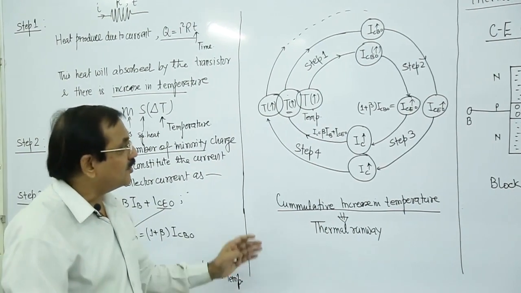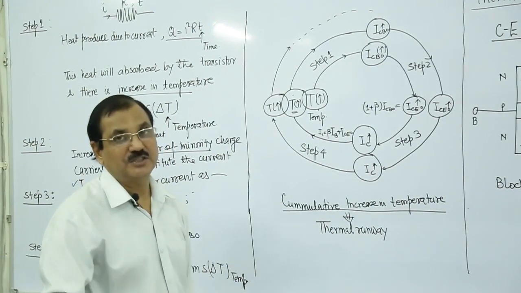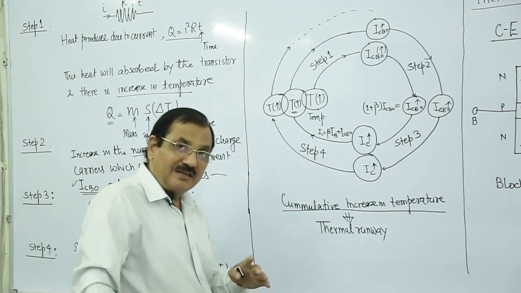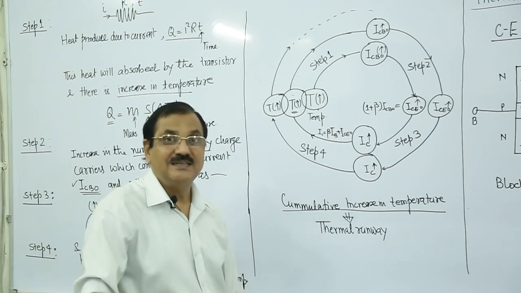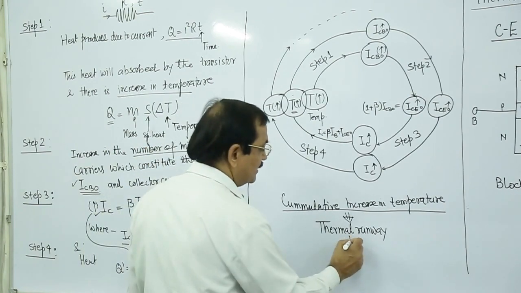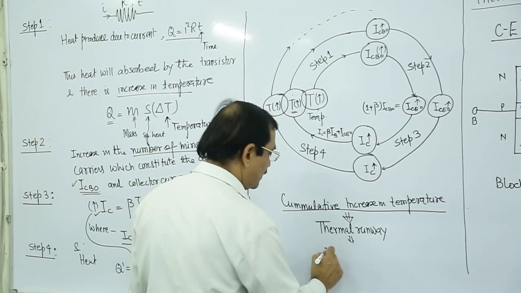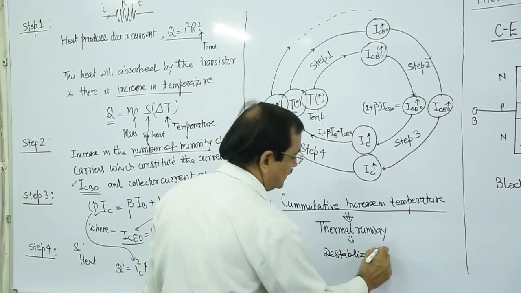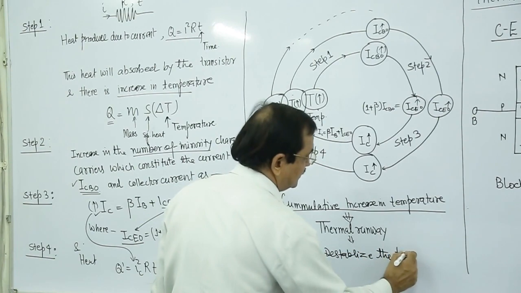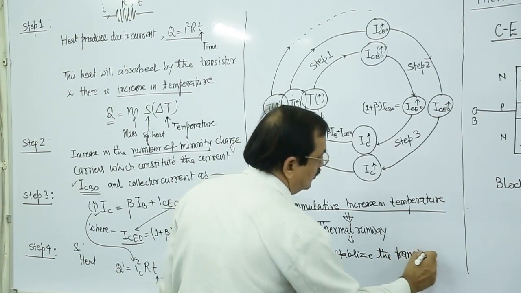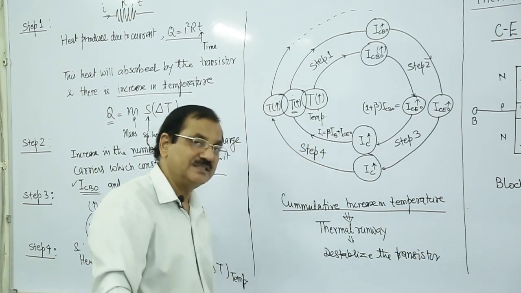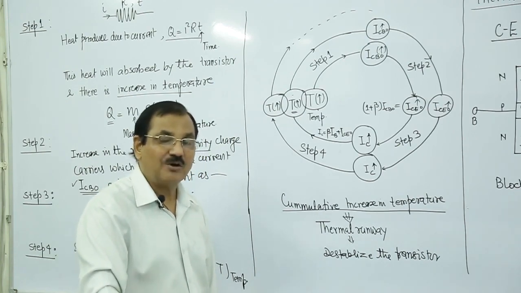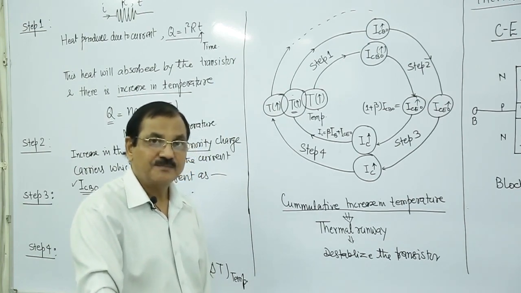So this continuous increase of the temperature and its impact will destabilize the transistor. What is the impact? Thermal runaway will destabilize the transistor. So how can we stabilize it? How can the operating point be fixed?